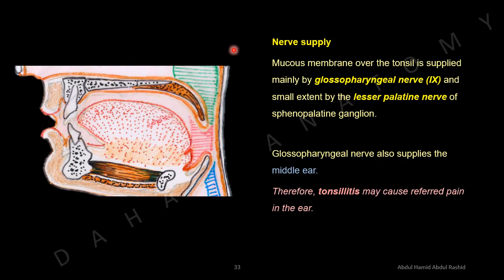Nerve supply of the palatine tonsil, the sensory nerve supply. As you know, the palatine tonsil is located in the oropharynx. We know that sensory supply to the oropharynx is from the glossopharyngeal nerve, that is the ninth cranial nerve. If it is so, the mucous membrane of the tonsil is also supplied by the glossopharyngeal nerve. It may receive a small extent of supply from the lesser palatine nerve of the sphenopalatine ganglion.